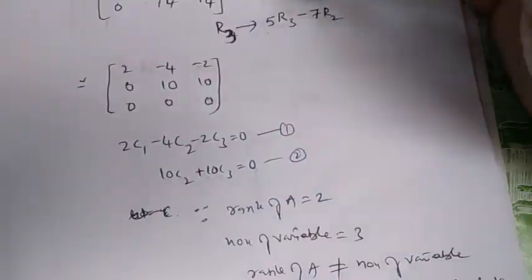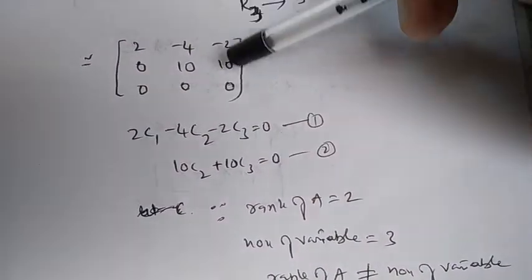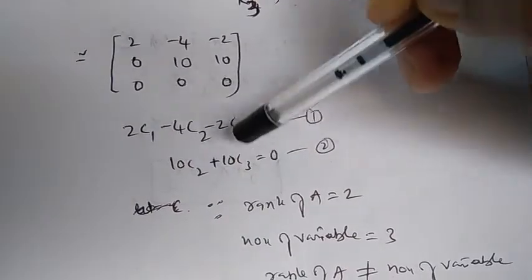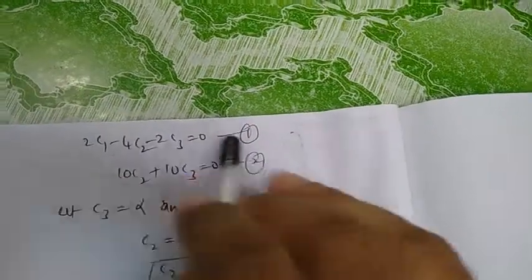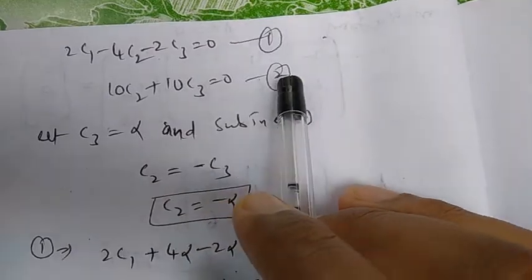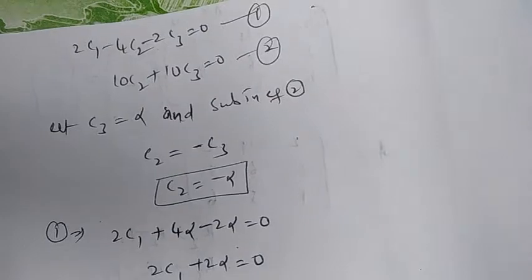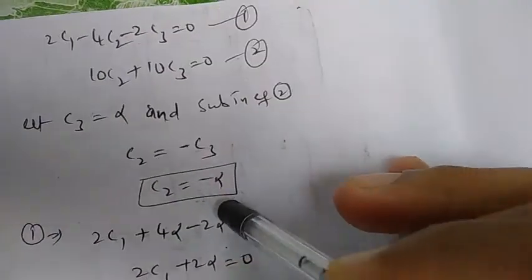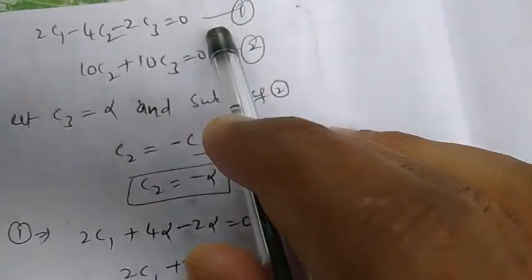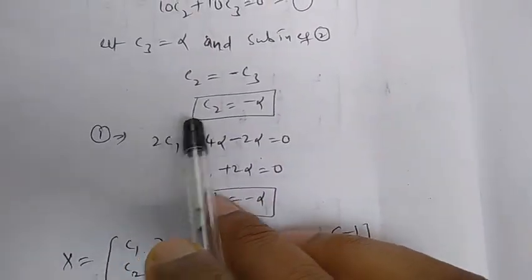To find that, write the reduced equations here. 2c1 plus 4c2 minus 2c3 equals 0, and 10c2 plus 10c3 equals 0. Those are equation numbers 1 and 2. Now let c3 equal alpha. Substitute in equation number 2 to get c2. Substituting alpha, we get 10c2 plus 10 alpha equals 0. The 10 cancels, so c2 equals minus c3. Now c3 is alpha, therefore c2 is minus alpha.